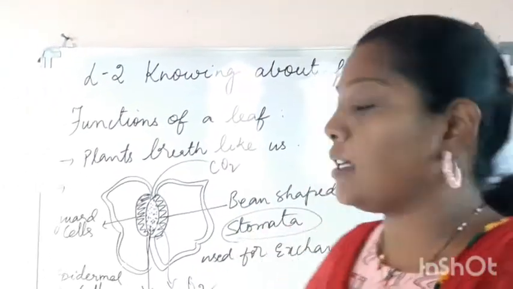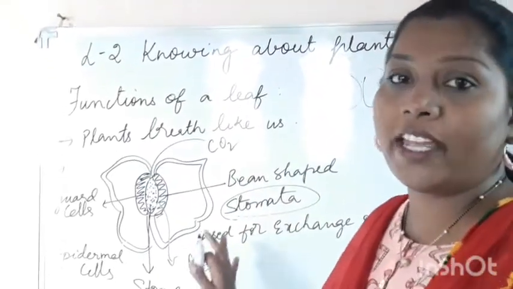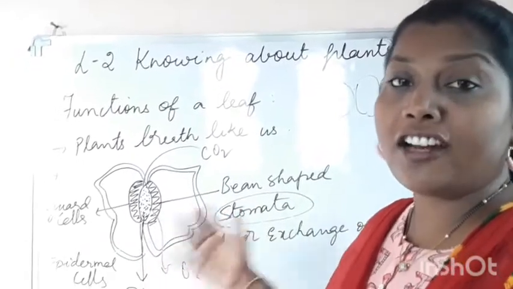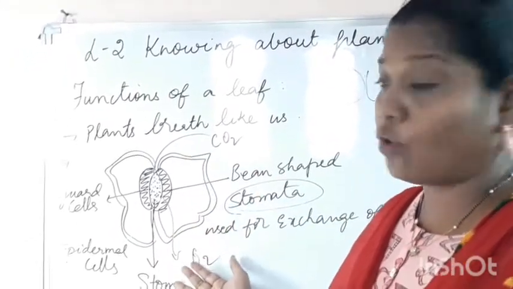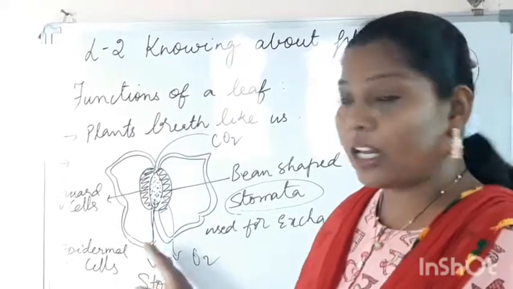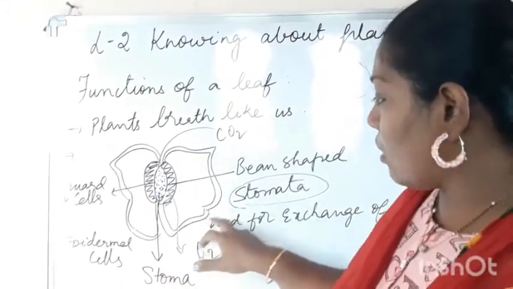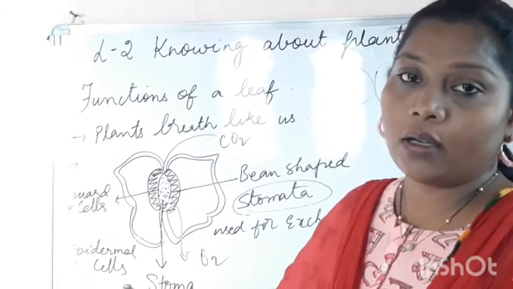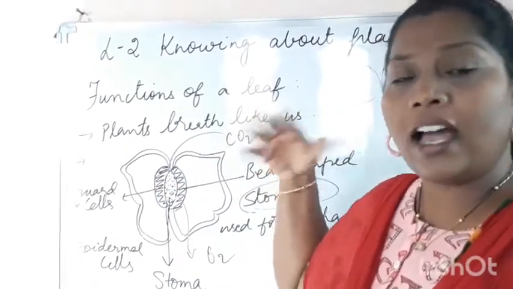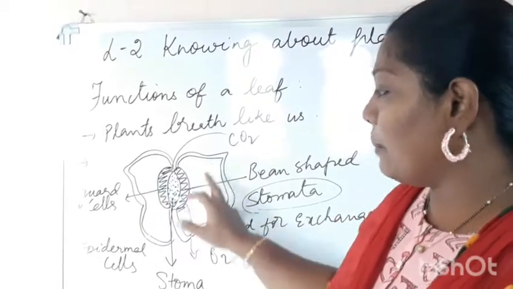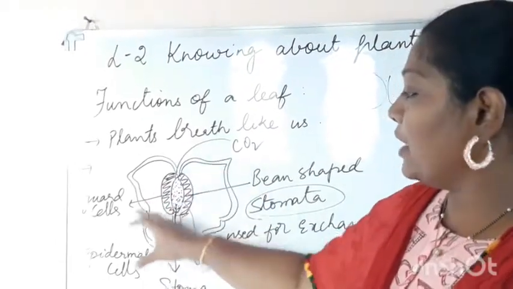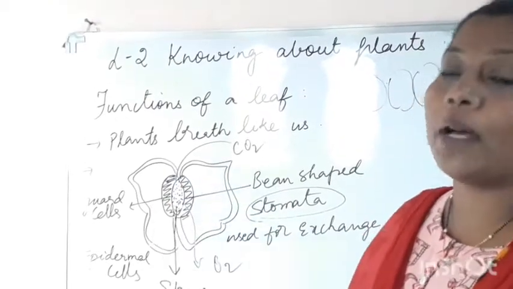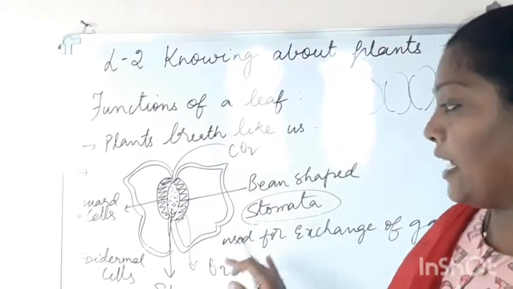Okay. Now we'll see the structure of the stomata. When you have cut the piece of the leaf and observe under the microscope, see, this is the structure that you can see. Here, these outer bigger cells are called epidermal cells. Okay. You can learn them in our higher classes. These are the epidermal cells. In between these epidermal cells, we find a small opening called stomata.